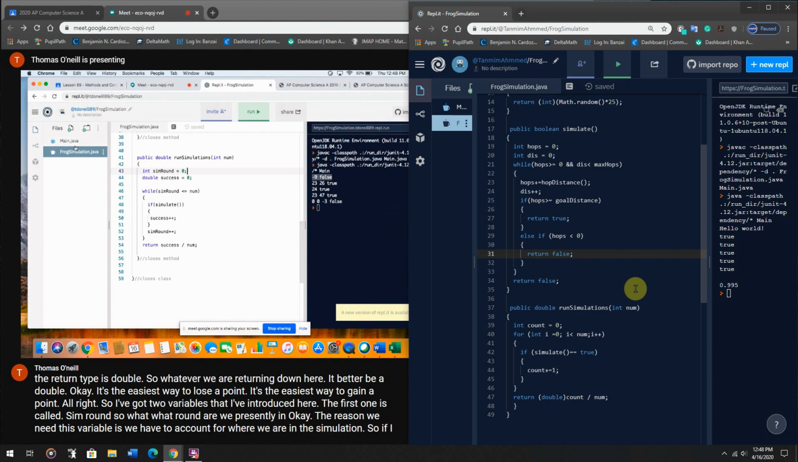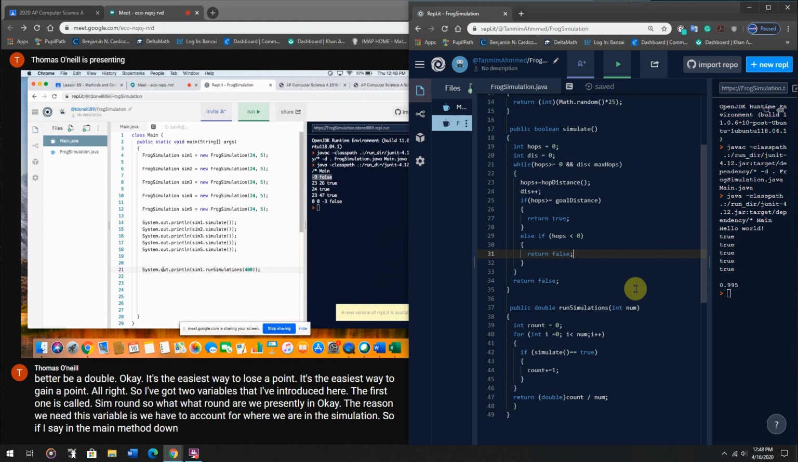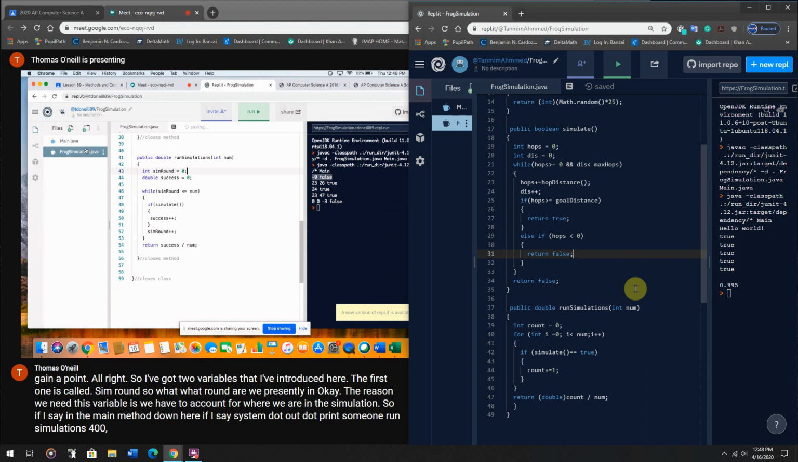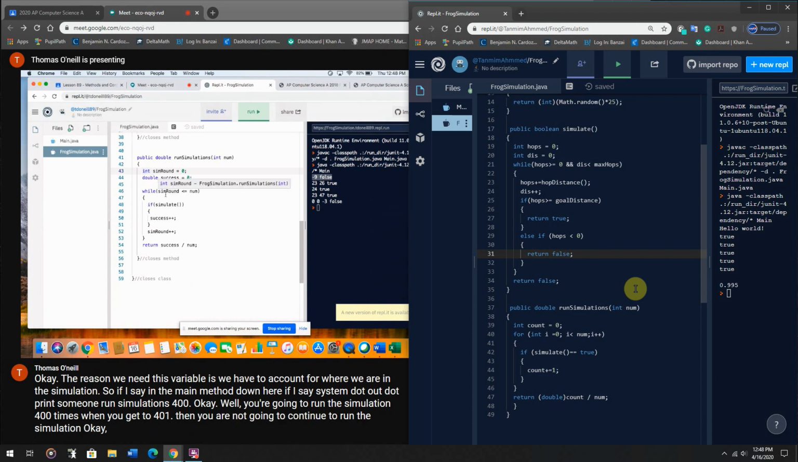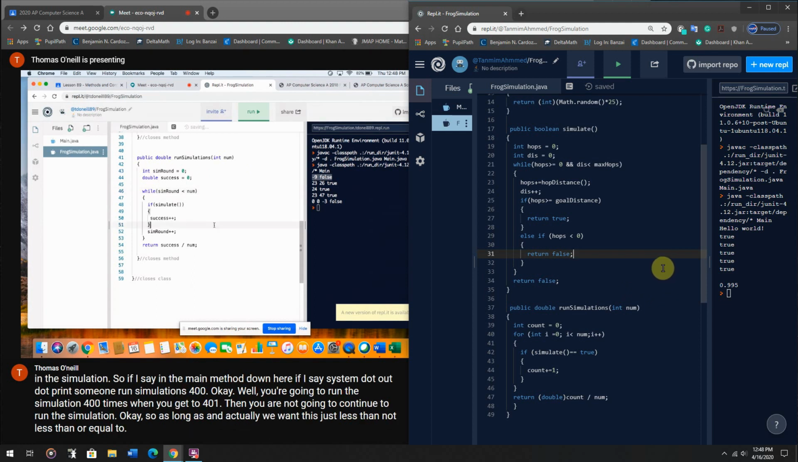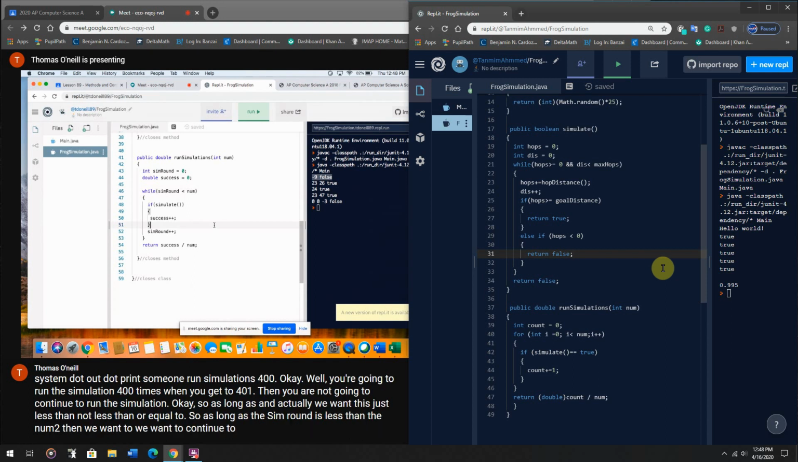So if I say in the main method down here, system.out.print sim1.runSimulations(400), well, you're going to run the simulation 400 times. When you get to 401, then you are not going to continue to run the simulation, okay? So as long as, and actually we want this just less than, not less than or equal to, so as long as the sim round is less than the num, then we want to continue to run the simulation.